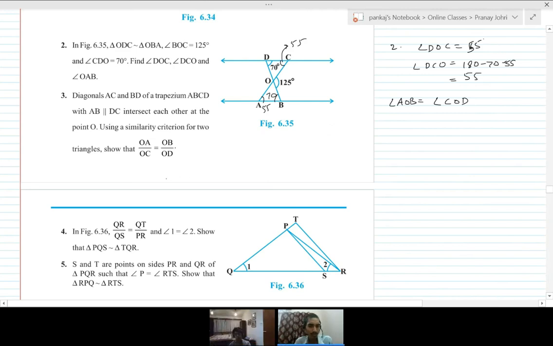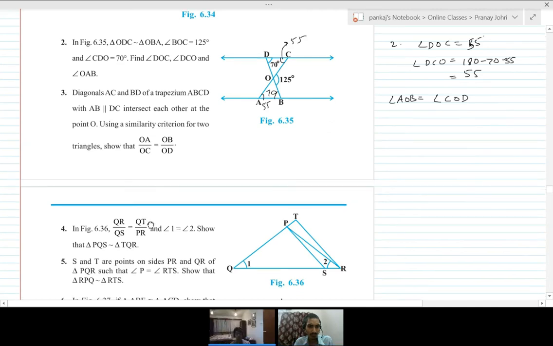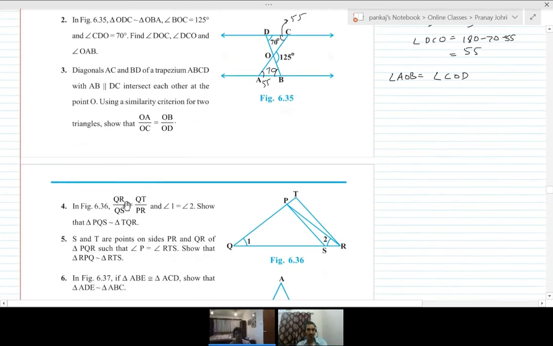Third. Diagonals AC and BD of a trapezium ABCD with AB parallel to DC intersect each other at point O. Using a similarity criterion for two triangles, show that OA by OC is equal to OB by OD. And we'll need a diagram for this.